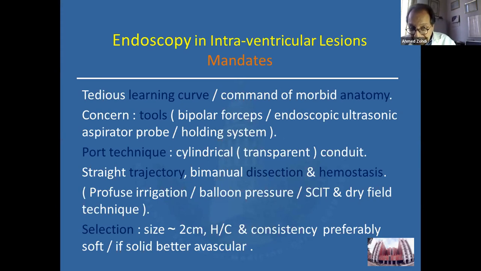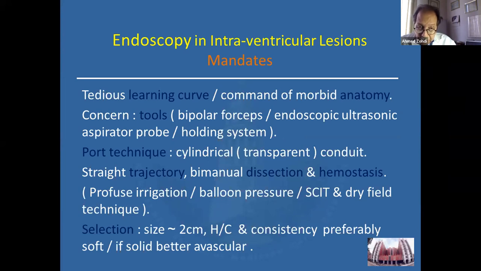You still, up till now, don't have real bipolar forceps. You have a bipolar electrode, a ball electrode, but an actual forceps, how we are accustomed as neurosurgeons to work with the bipolar and how we dissect with it and how we do the coagulation, et cetera, et cetera. This is not very much feasible with the endoscope. Endoscopic ultrasonic aspirator probe, there is one. And the holding system, I fully agree with Henry that I am a believer of the holding system. Even if you have a good assistant with you, it will not harm.